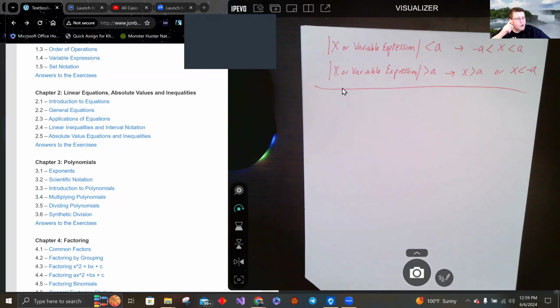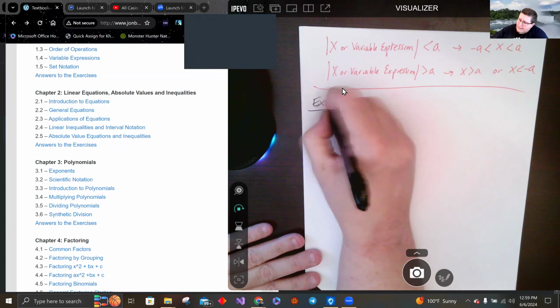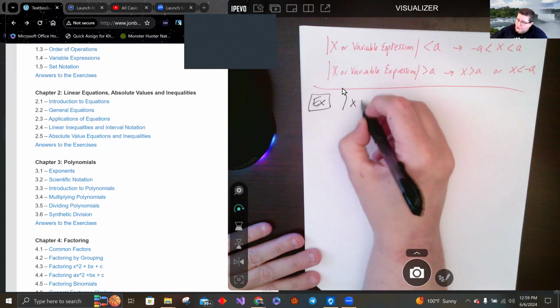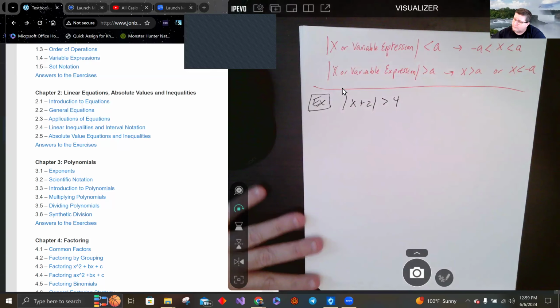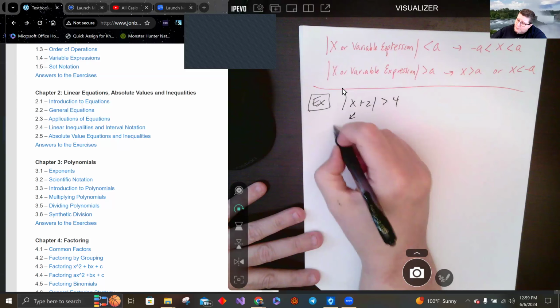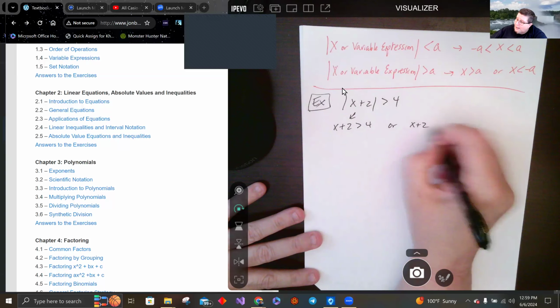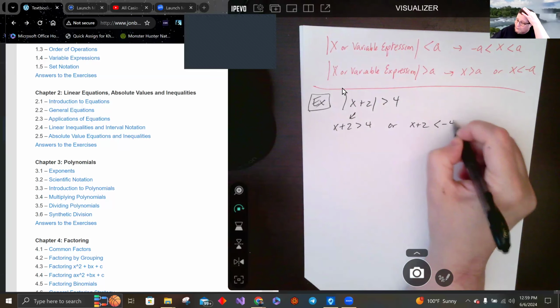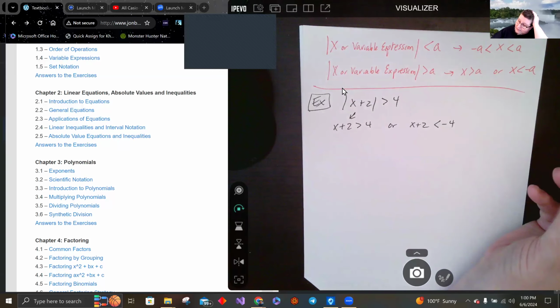Okay, so with that in mind, let's crash through some problems. Let's start off with our first example, just to make it nice and simple. X plus 2 in absolute value signs is greater than 4. I can split it to x plus 2 is greater than 4 or x plus 2 is less than negative 4. Remember, you got to change the sign when you do the negative version.